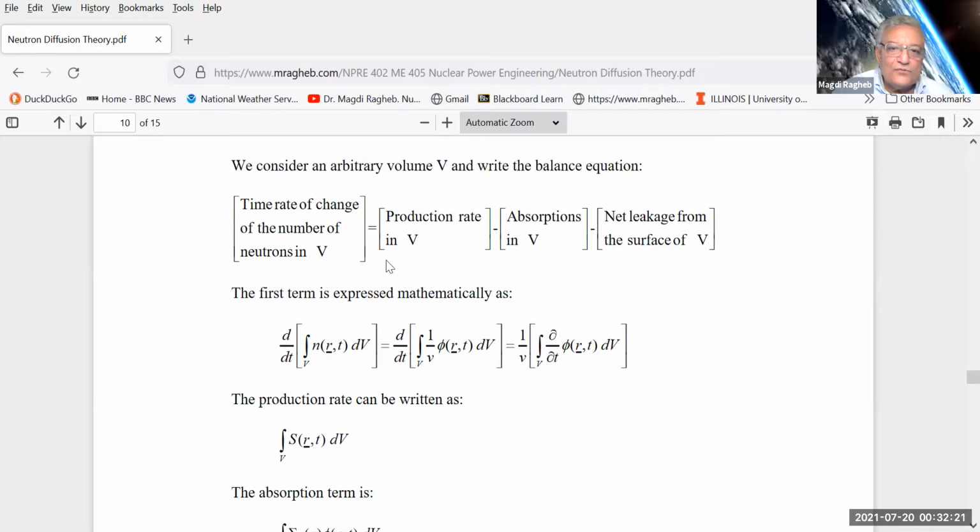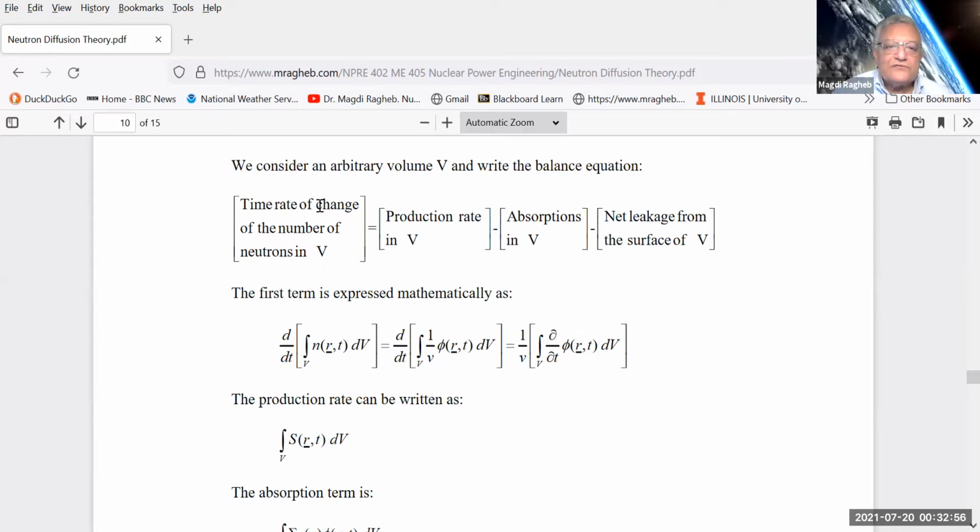It is obviously going to be the production rate, how many neutrons we are producing in that volume from fission, minus the neutrons that are absorbed in that volume. And if you consider a given volume, it has a surface, and that surface would be leaking neutrons. So when you take the production minus the absorption minus the leakage, that is the time rate of change of the number of neutrons in that volume. This is a qualitative description. Let's turn this into a mathematical description.